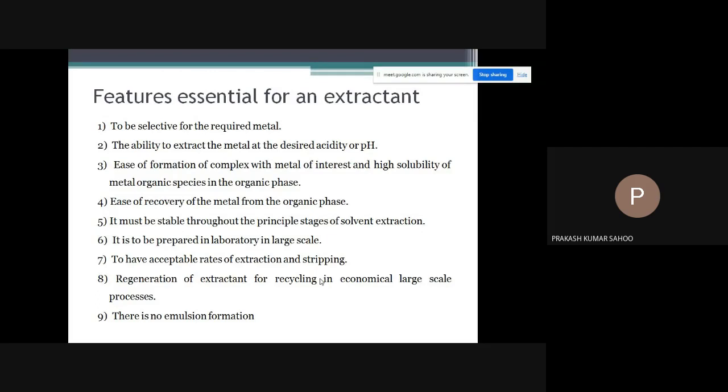Then it must be stable throughout the principal stages of solvent extraction. It must be preparable in the lab on a large scale, because in the lab we have to use different amounts of extractants in different separations. So a large scale of preparation of the extractant must be possible, to have acceptable rates of extraction and stripping, regeneration of the extractant for recycling in an economical large scale process, and no emulsion formation. These are the important features of your extractants.